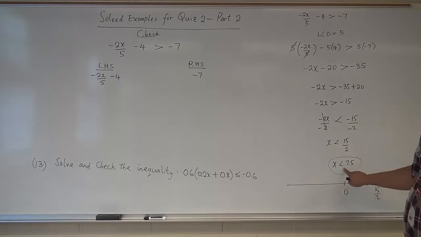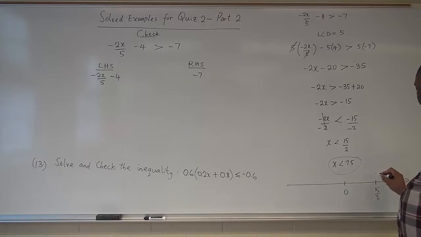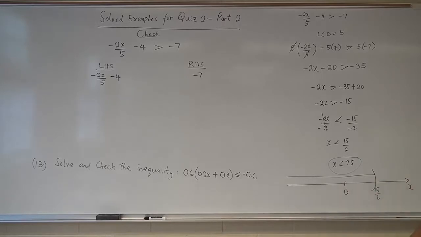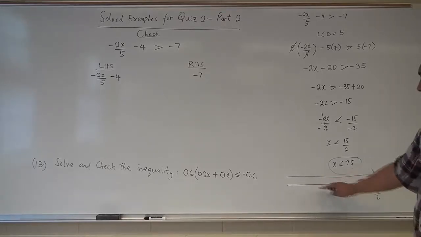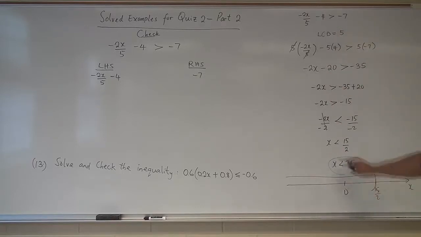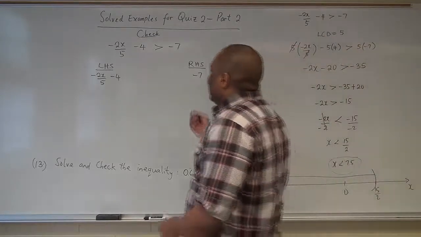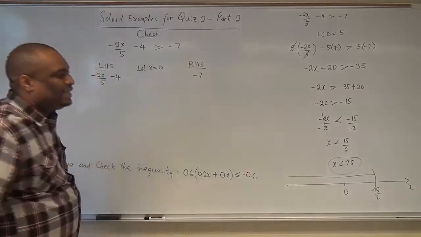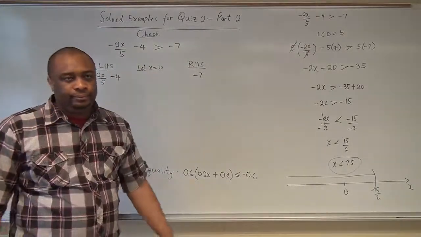And this is an open interval, so it's going to be like this, moving left. Open, going left. So anything here will satisfy the inequality. Anything at all. So what is the easiest thing we can pick? 0. So let x be 0. That is the easiest thing we can pick.